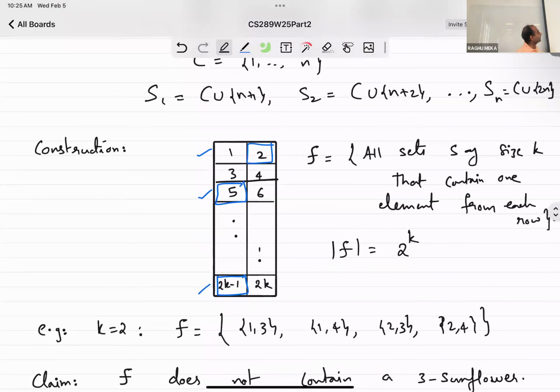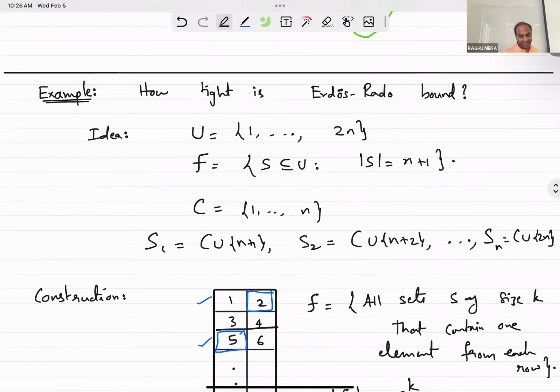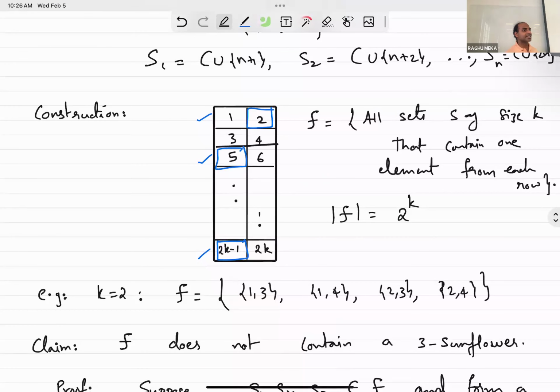Let's say I want to extend this example to avoid R sunflowers, not just a 3 sunflower, meaning a sunflower with 3 sets, but a sunflower with R sets. I want to make the family of sets bigger now. How can I build some family which is similar to this? Any suggestions? I want a bigger family, but you only have to avoid bigger sunflowers, like R sunflowers, where let's say R is 4 or something.